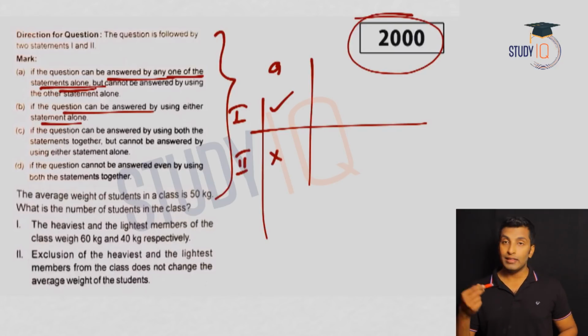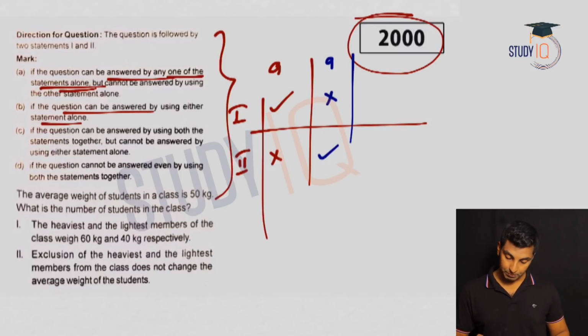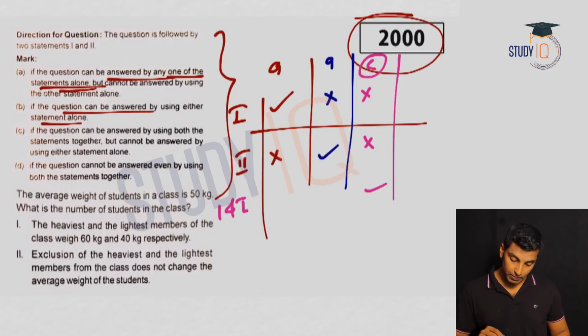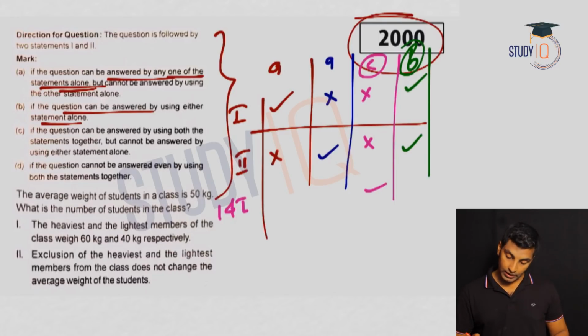The second possibility is that statement 1 may not be possible, but statement 2 will help you. Then also your answer is option A. What is the third possibility? Both are not helping alone, but 1 and 2 combined together is actually helping. Then what is your answer? C. Or before that, there is one more possibility: A alone will help you, B alone will also help you. Then what is your answer? B. Now, in the last case, this will not help you, this will not help you, combined also will not help you, then D is your answer.